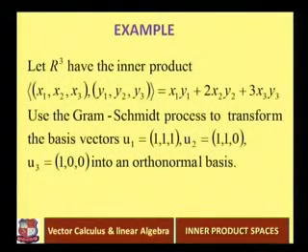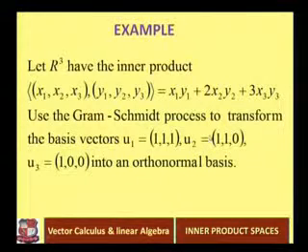Similarly, we see an example using a standard inner product function. For that, let us take an example in R3 where the inner product of two vectors (x1, x2, x3) and (y1, y2, y3) is given by this equation: x1 y1 plus 2 x2 y2 plus 3 x3 y3. Use the Gram-Schmidt process to transform the basis vectors u1 = (1, 1, 1), u2 = (1, 1, 0), u3 = (1, 0, 0) into an orthonormal basis.